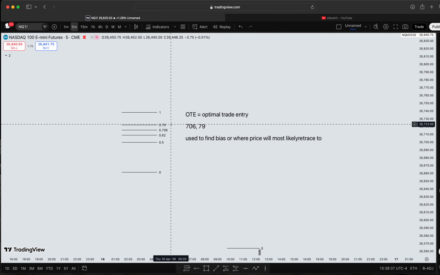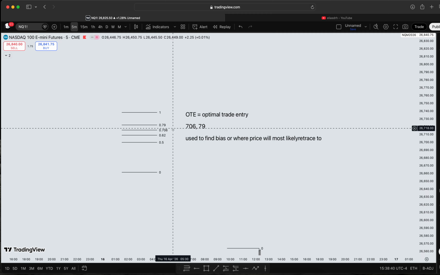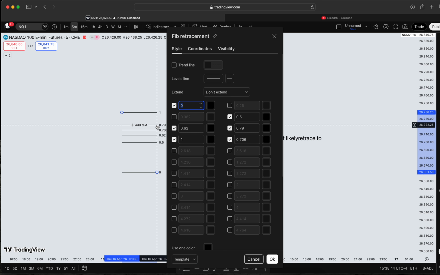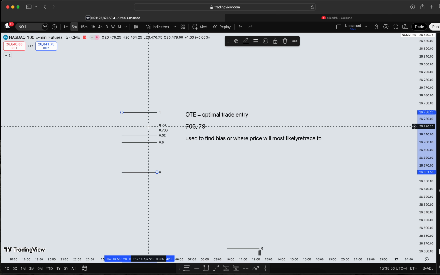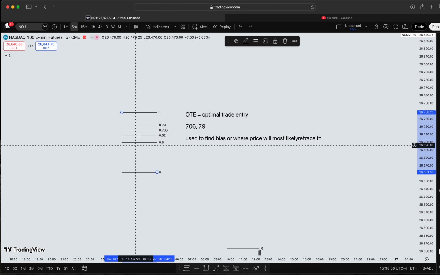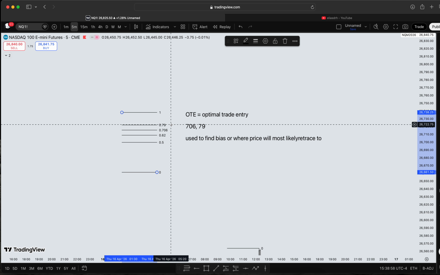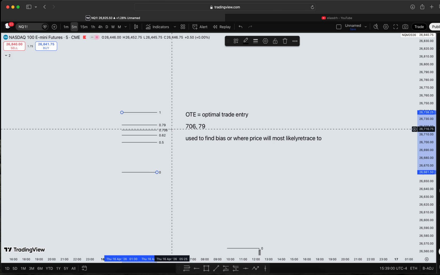I mean, everyone uses the 0.79 and the 0.706. If you don't have these levels on your fib, just screenshot this right now and make sure it looks all the same. Then you'll have the correct settings to use for OTE. So OTE is with the fib. We're going to especially be looking at these two levels, the 0.79 and 0.706. The 0.62 and 0.5, you don't really have to focus on that much.